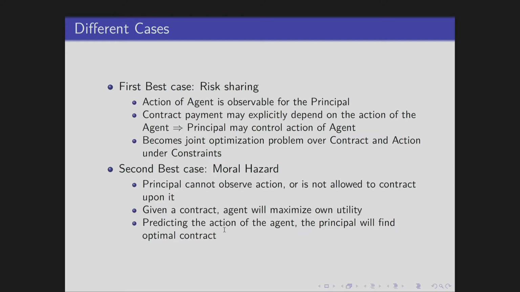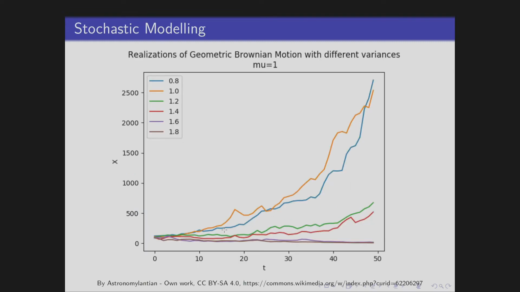In the second best case, which is a little bit more interesting, where we also have the two-sided optimization, the principal is not able to see what the agent does, or the principal is not allowed to contract upon it. So basically, there is some additional risk in the whole problem because the principal has not all of the information he needs to find a perfect contract, and therefore he needs to predict the action of the agent to decide what contract he wants to offer. So this is the problem we want to look at, and in order to do so, we need some math.